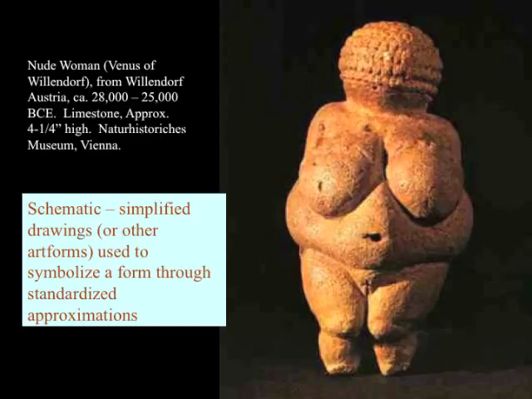So a term here is schematic, and schematic refers to images or objects that are simplified drawings or other art forms that are used to symbolize a form through standardized approximations. Now, I understand that is a mouthful, but to summarize what that really means, think about when you're a little kid and you draw a house. Everyone draws the same little box, the triangle on top, and a little chimney. And nobody's house looks like that. But it's a schematic. It's a representation, a standard approximation of what a house looks like.